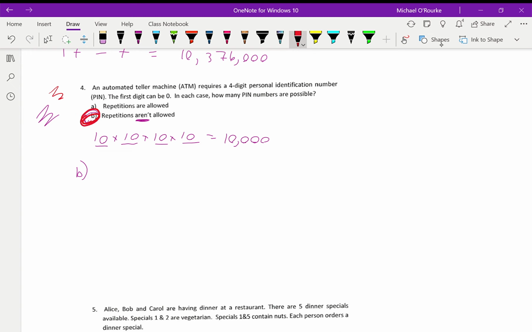There. For B, repetition is not allowed, still 4 digits. Now we have 10 options for the first one, but once we use one of the numbers, we'd be down to 9, we'd be down to 8, and down to 7 options. So 5,040 options altogether. Okay.